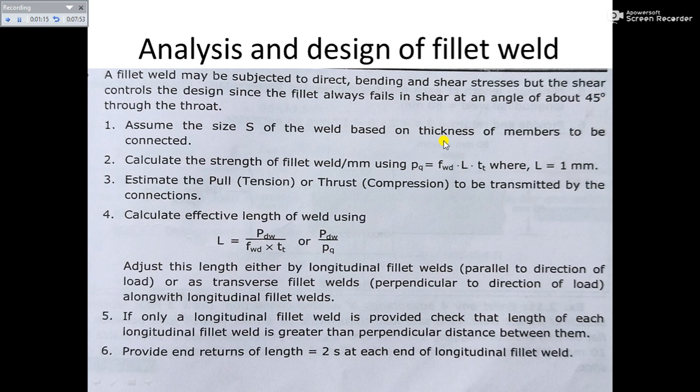Now, what is a longitudinal fillet weld? We will see all these things while solving the problems. It is parallel to the direction of load, or as a transverse fillet weld, perpendicular to the direction of load, along with longitudinal fillet welds. If only a longitudinal fillet weld is provided, check that the length of each longitudinal fillet weld is greater than the perpendicular distance between them. Provide an end return of length 2s at each end of the longitudinal fillet weld. This end return is provided to increase the strength of the connected sections.